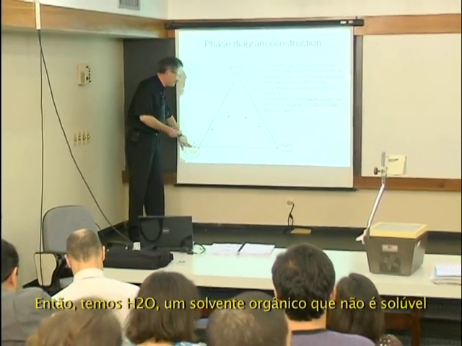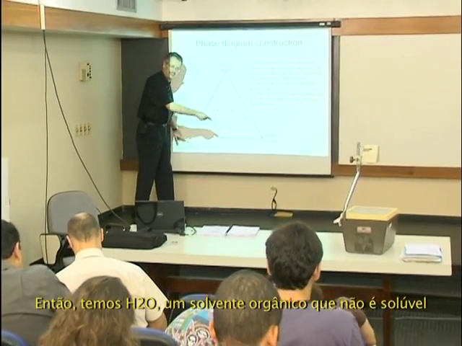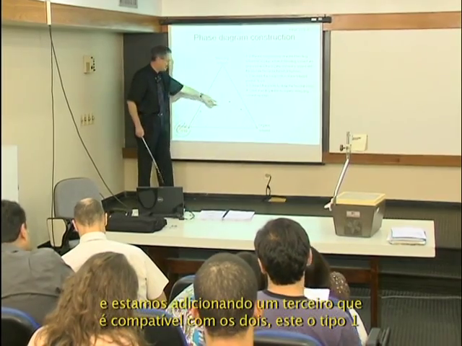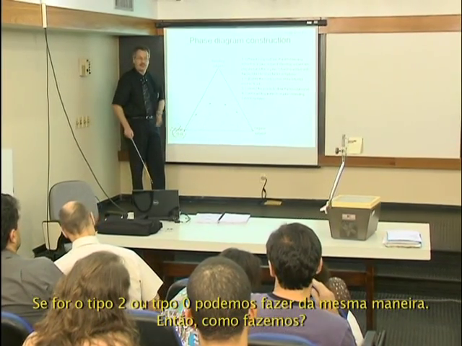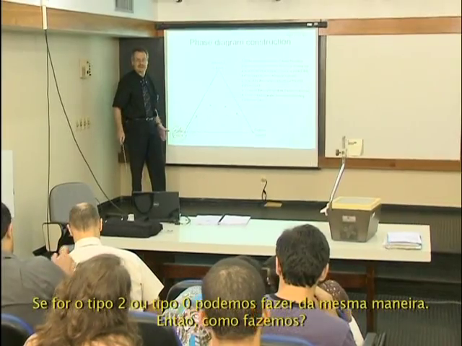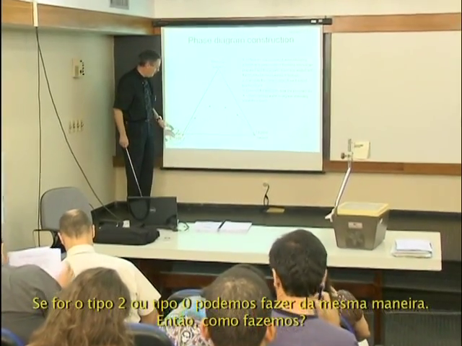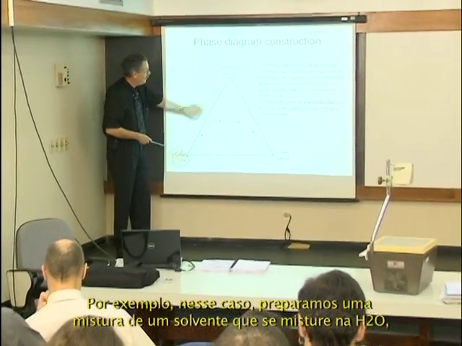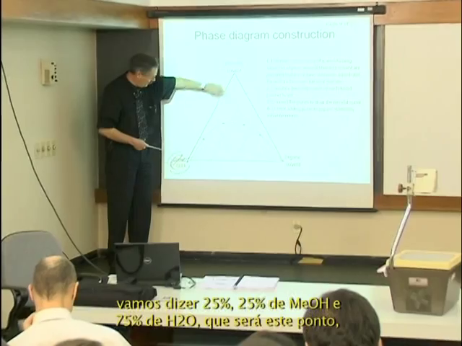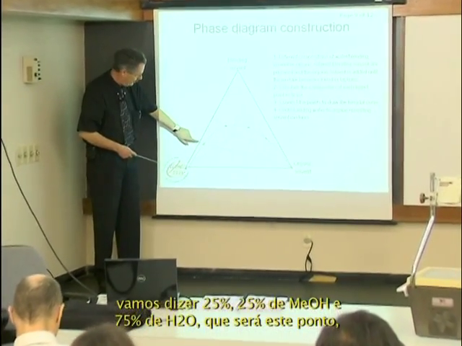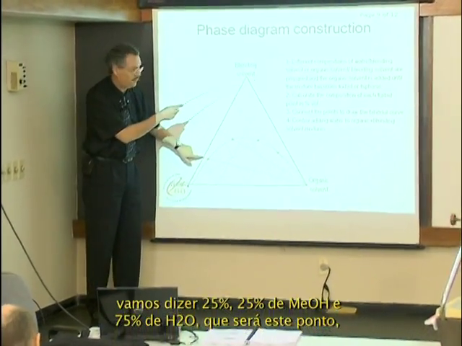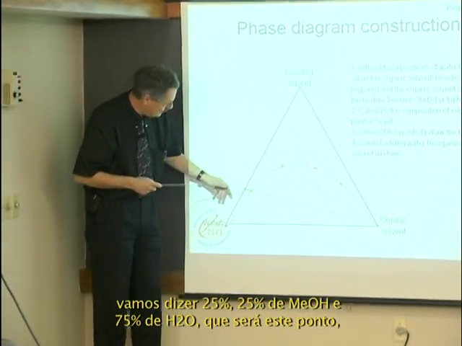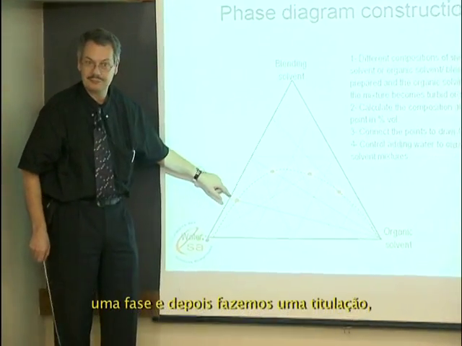Okay, so we have water and an organic solvent, not soluble, and we are adding a compatible solvent with the two, and that's a type 1. If it's type 2 or type 0, it's the same, we can do it the same way. So how do we do it? For example, in that case, we will prepare a water blending solvent mixture, say 25% methanol, for example, and 75% water.